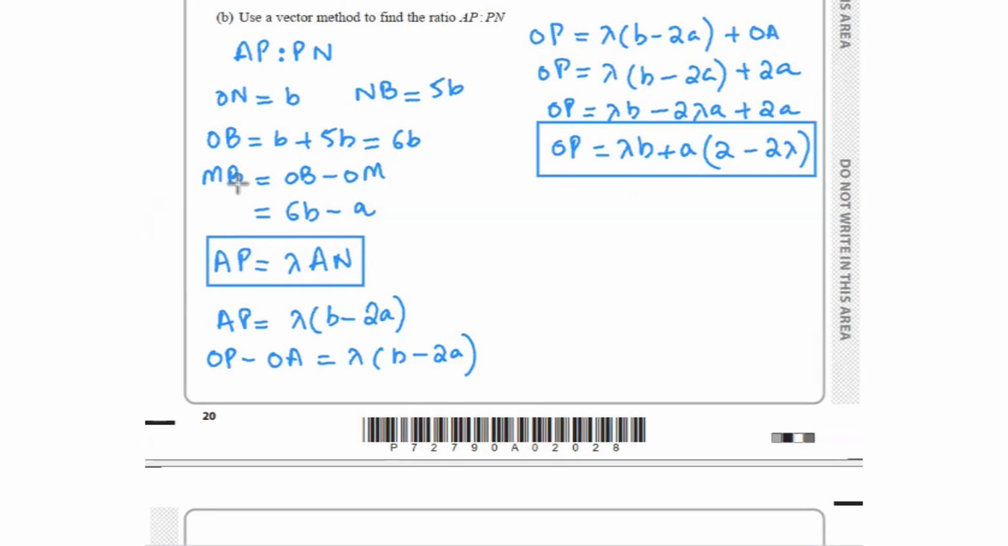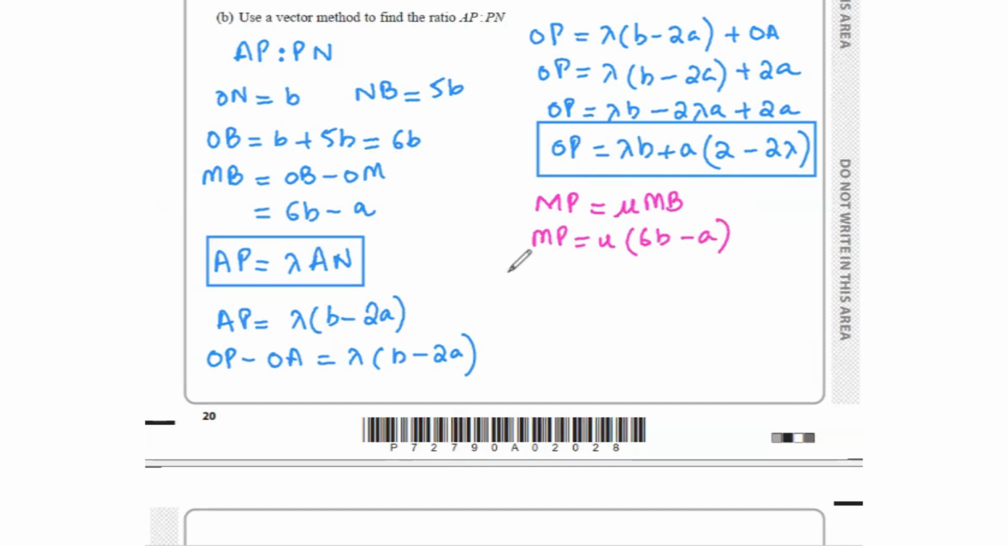Now I'm going to create another equation for OP using the line MB. So I'm going to use a different color for that. Once again, MP, which lies on the line MB, is a multiple, that is mu times MB. MP equals mu times 6B minus A because that's what MB is.